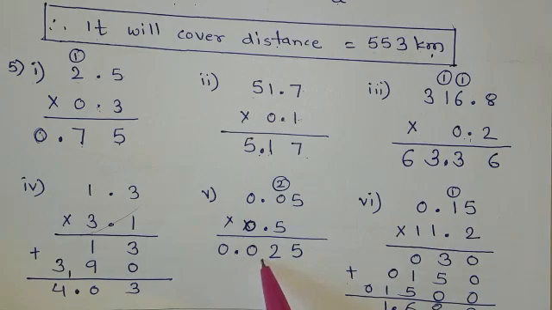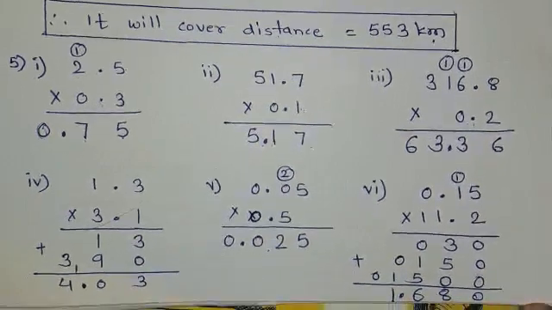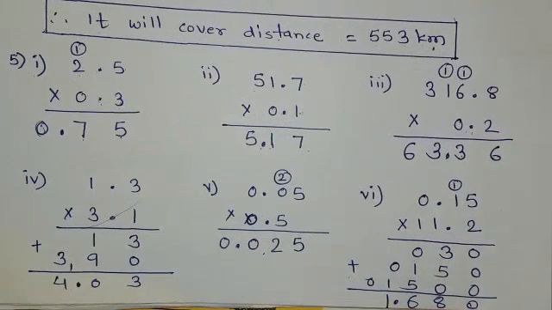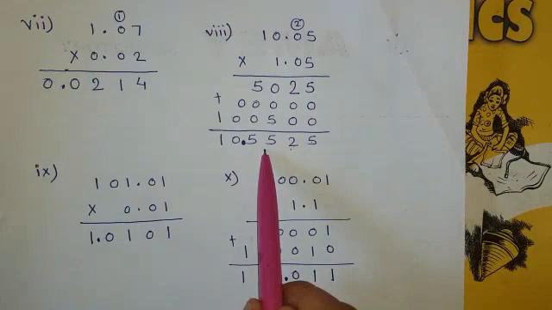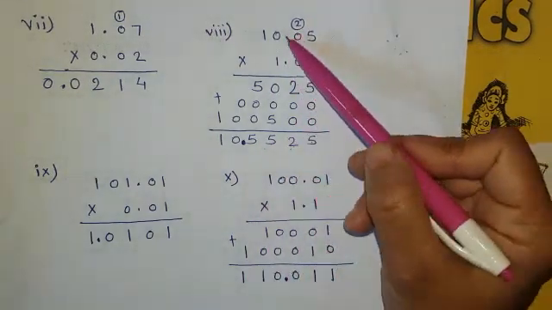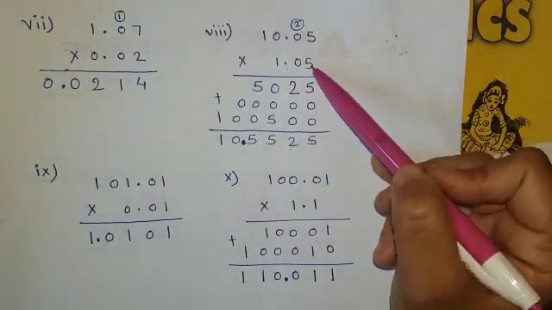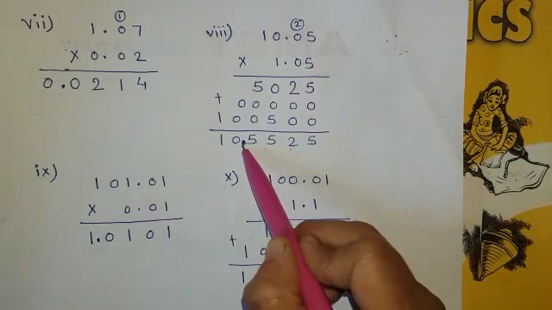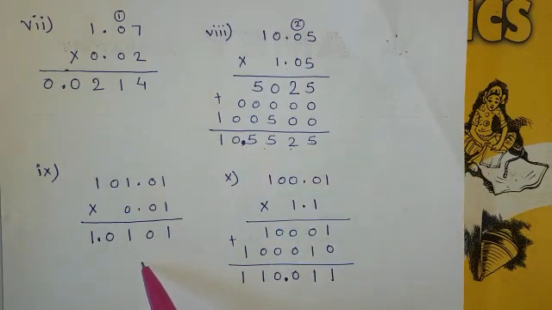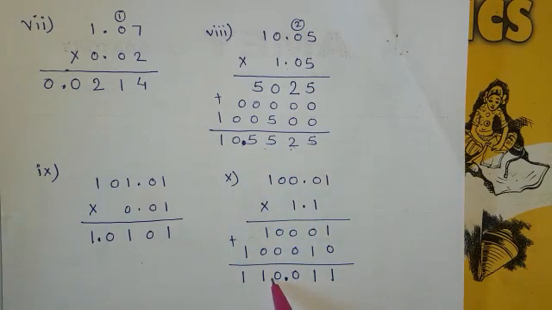This is question number 5 and question number 6. See here in this after point there are 1, 2 and 3 numbers, so from the right side 1, 2 and 3, your point will come here. See, this is question number 7. Question number 8. Here after the decimal point there are 1, 2, 3, 4 digits. So in the final product 1, 2, 3, 4, your point will come here. Question number 9 and question number 10.